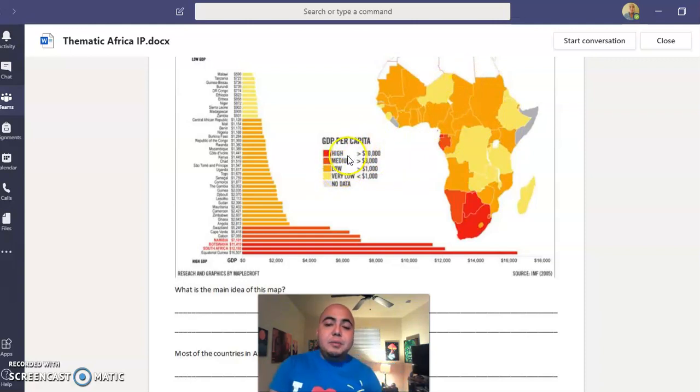And maybe you'll make the mistake of thinking that red usually is a bad indicator, but in this case, it's actually a good indicator to have a high GDP. This will be South Africa. We'll be focused on this country a lot for this unit.